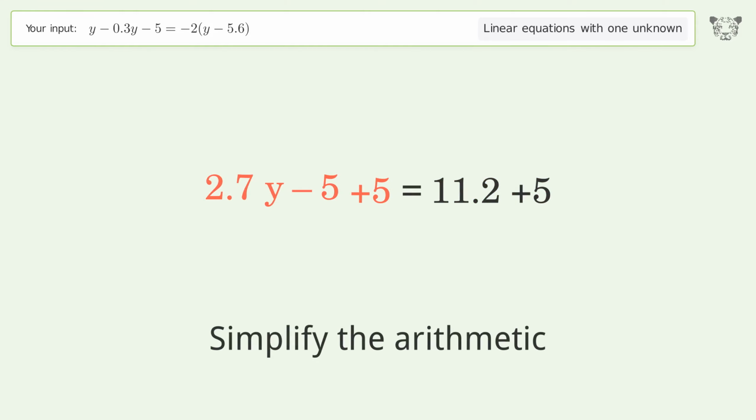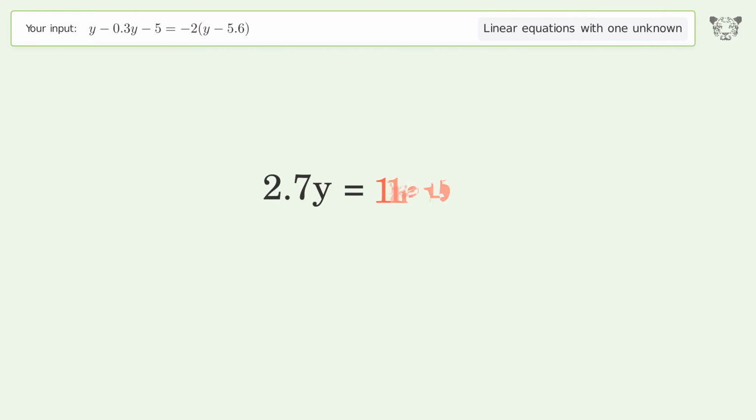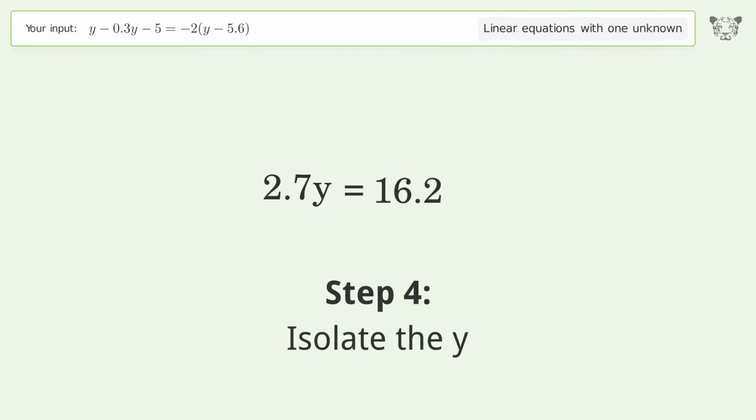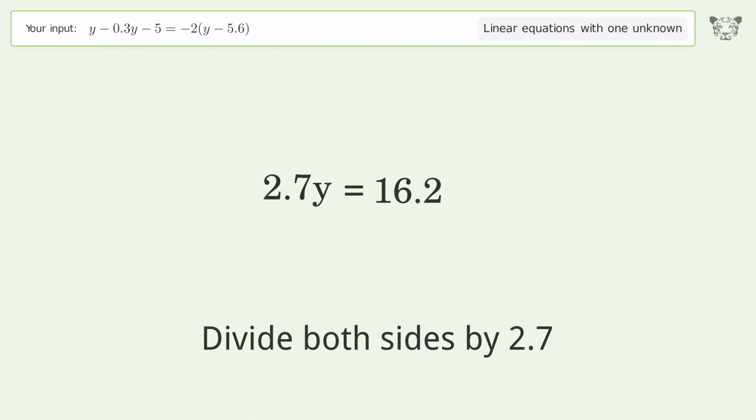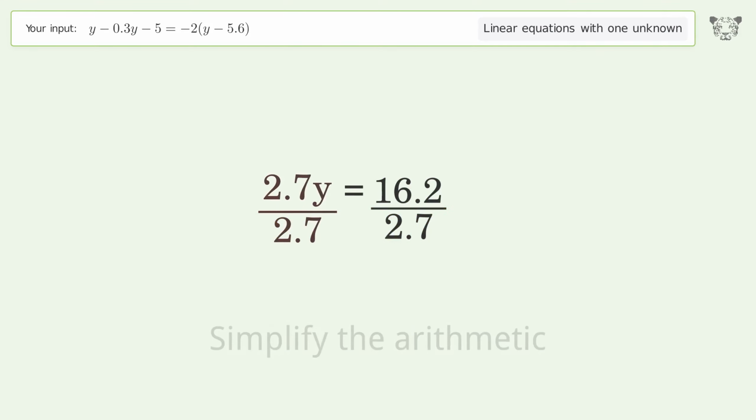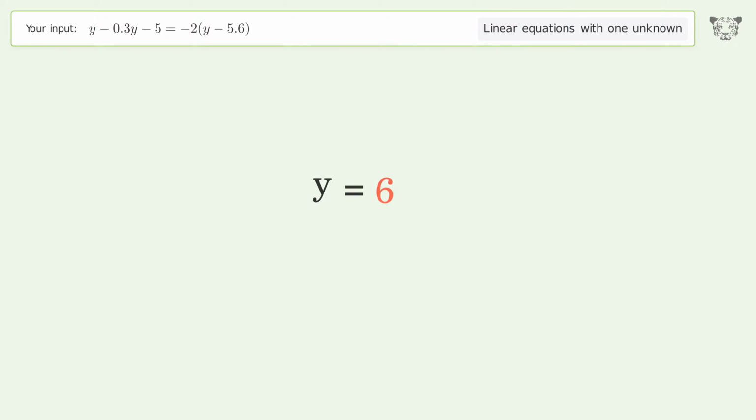Simplify the arithmetic. Isolate the y. Divide both sides by 2.7. Simplify the arithmetic. And so the final result is y=6.